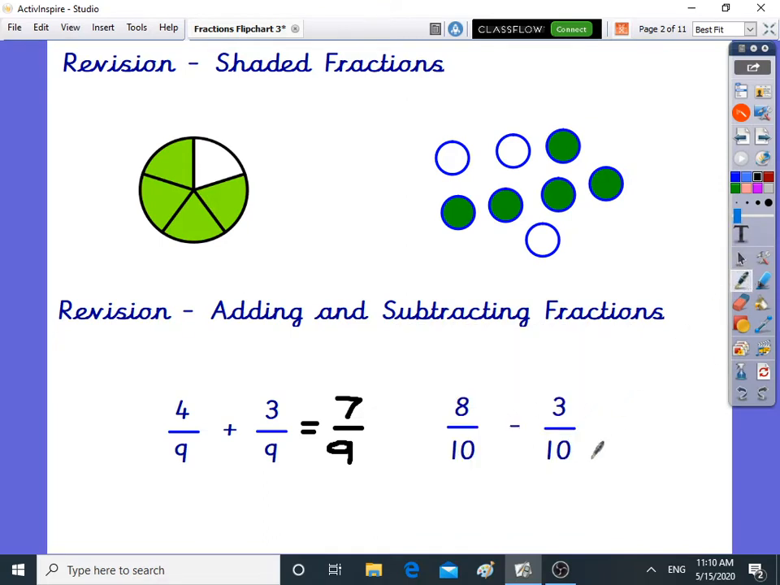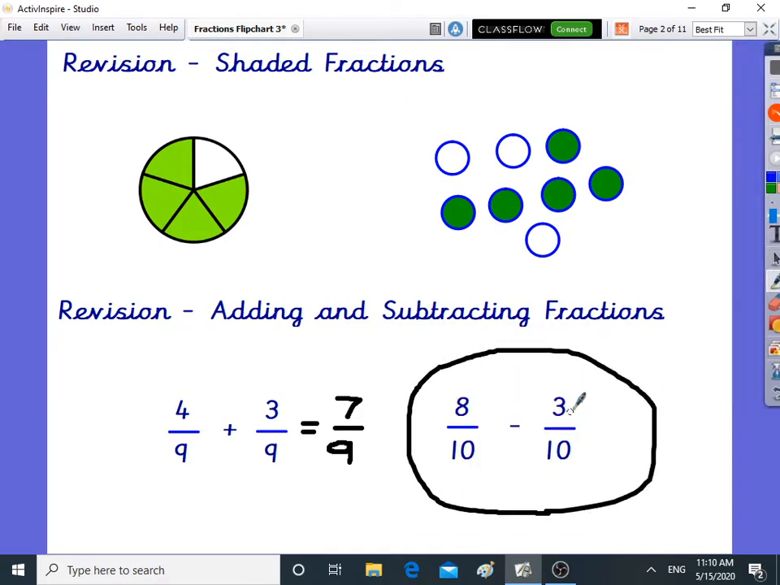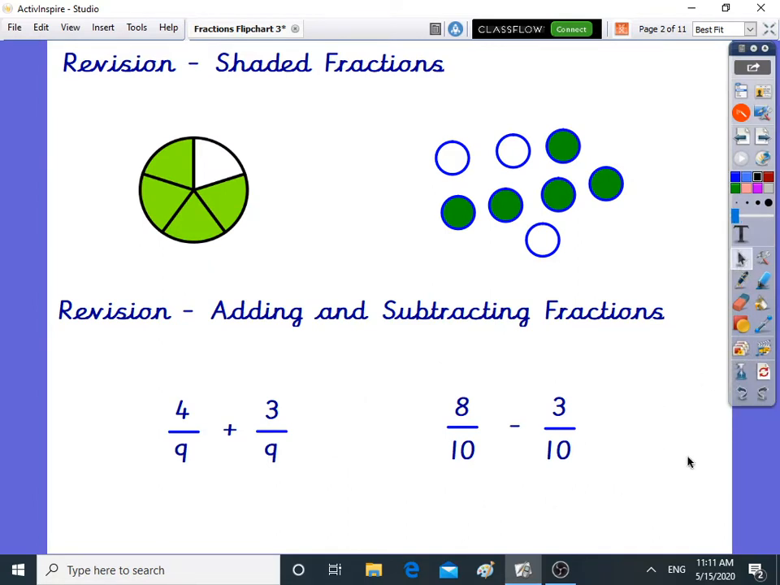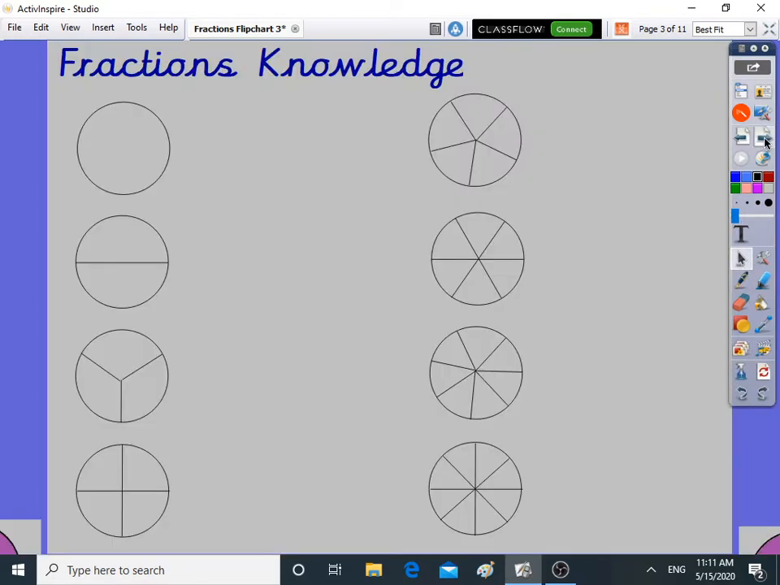This question here is a minus. 8/10 minus 3/10. The answer is going to still be in tenths because we're talking about tenths, not bananas or dogs or burgers or anything else. We're talking about tenths. 8 take away 3 is 5. So 8/10 take away 3/10 is 5/10. That's what we've been doing the last 2 days. And some of you have done more advanced stuff than that. But that's the basics of what we've been doing. And we'll move on to today's lesson.